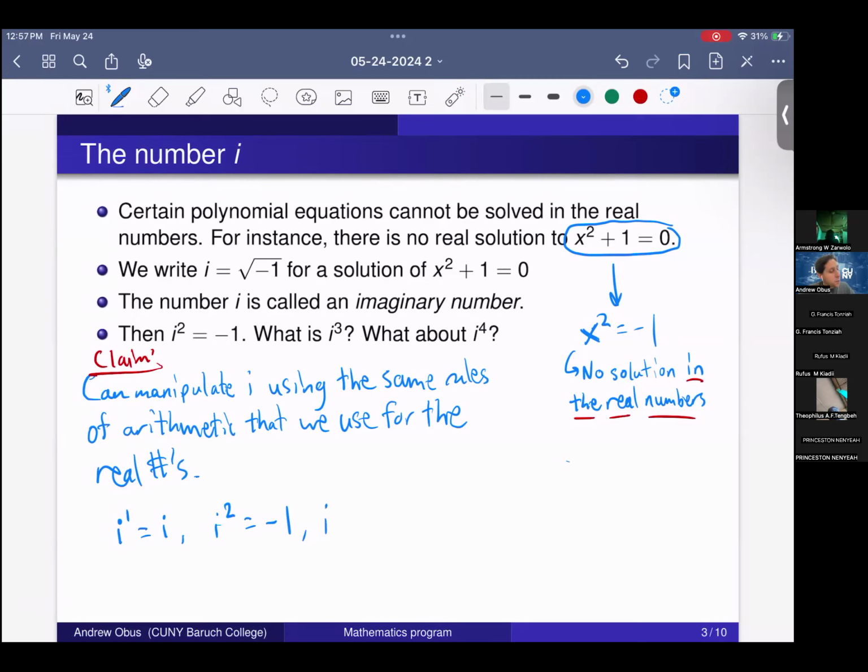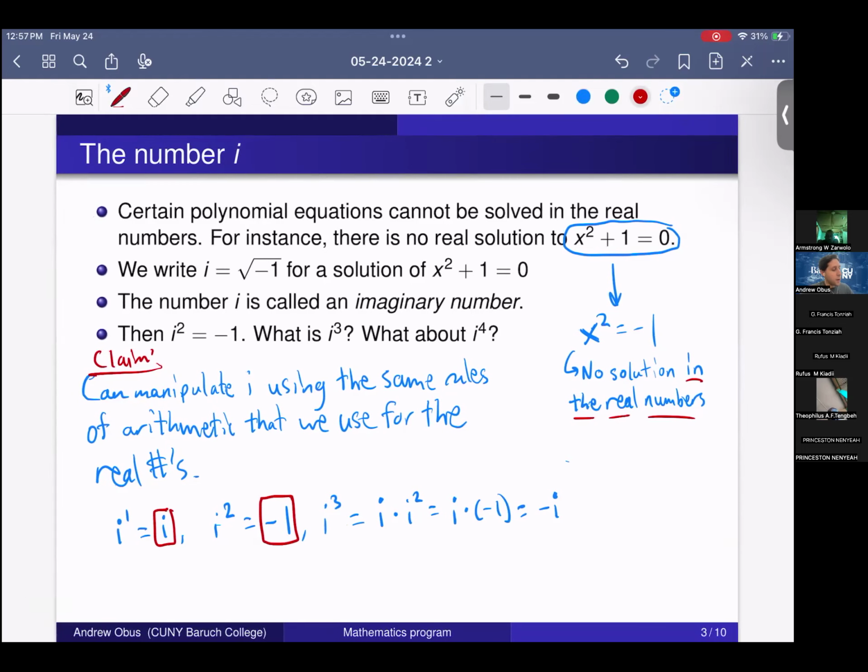So what about i cubed? Well, we can write i cubed as i times i squared. That equals i times -1, because i squared is -1. When you multiply a number by -1, that's the same as taking its negative, so I'm just going to write this as -i. So i cubed is equal to -i. So i to the 1 is i, i squared is -1, i cubed is -i.